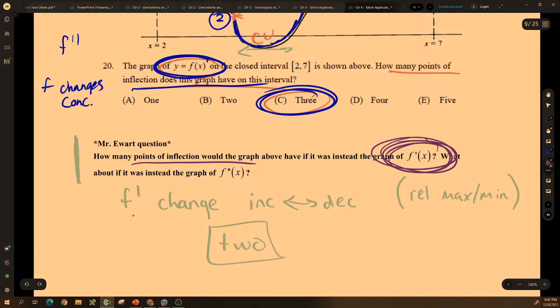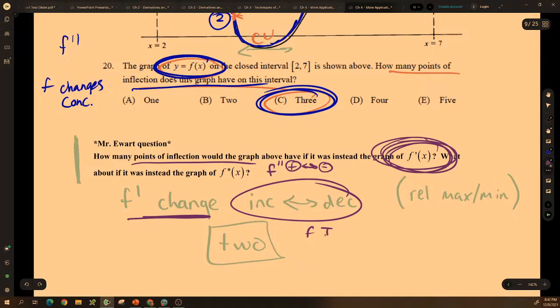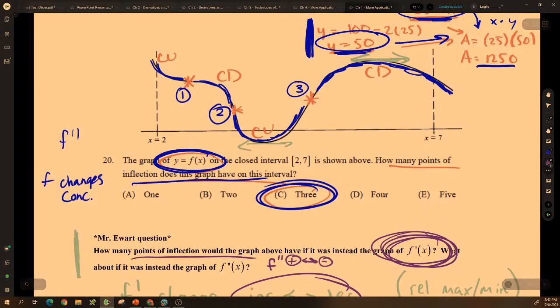Well, when f prime changes between increasing and decreasing, that's when we have inflection points, right? F double prime would change between positive and negative, which would mean f is changing concavity. When we change between increasing and decreasing on f, those are just maxes or mins, relative maximums, relative minimums. So if this had been the graph of f prime, let me erase all of this. The red isn't going to erase, unfortunately.